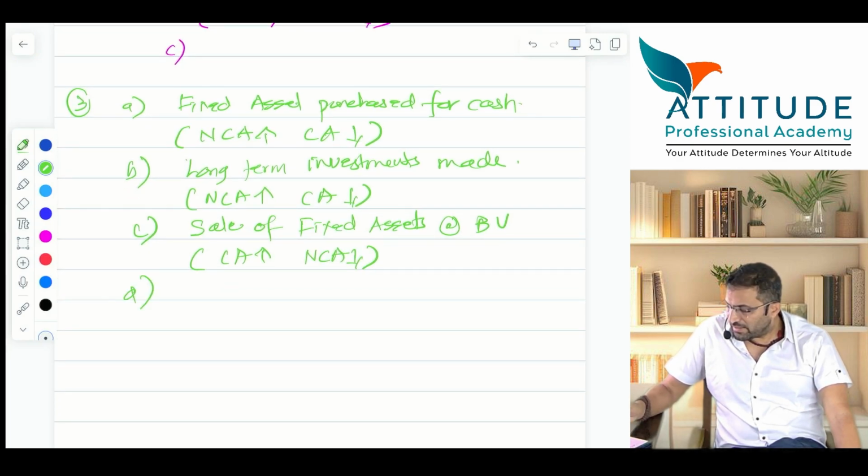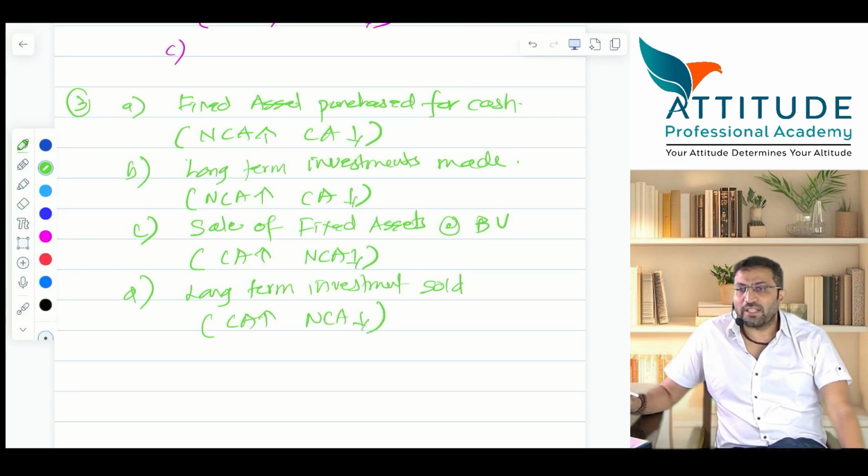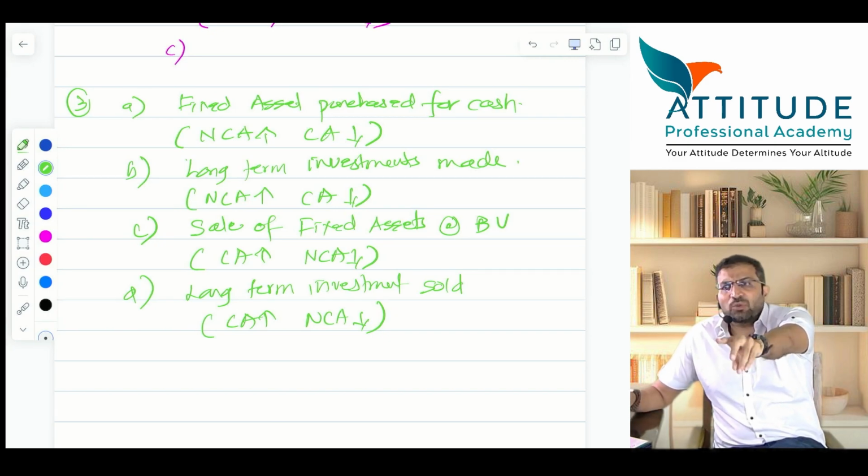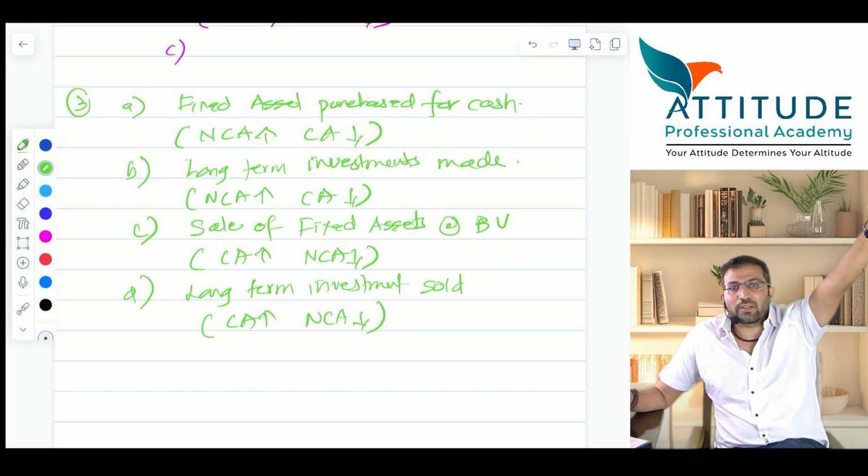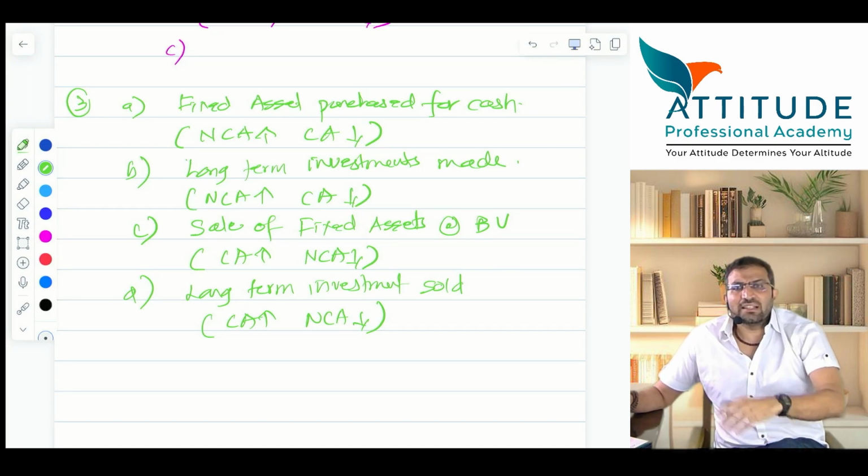Similarly, investment sold. Long term investments बताओ. Long term investments sold. Correct. क्या होता है? CA increases, NCA reduces. We assume there is no profit, no loss. If there is profit or loss involved, then NCL get involved. क्योंकि capital भी increase होता है, capital decrease होता है. For losses, capital decreases. For profits, capital increases. समझ में आ रहा है? अरे हाँ.